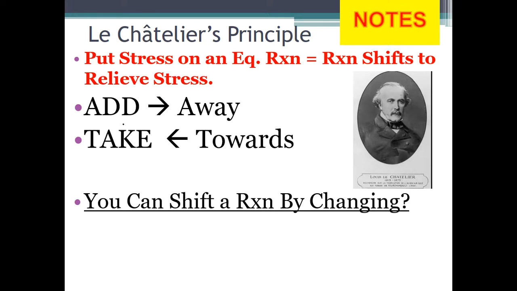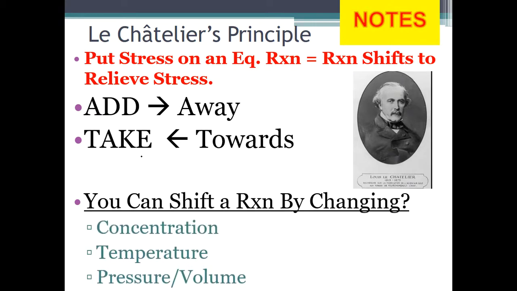What am I adding? I'm adding either products or reactants or taking them away, which changes the number of times they collide. So, easy way to do that, of course, would be to change the concentration. Adding concentration makes more collisions. It shifts away from that reactant or product that you added. Temperature, of course, is affected by heat energy. Heat energy makes things move faster. Temperature measures how fast they move.